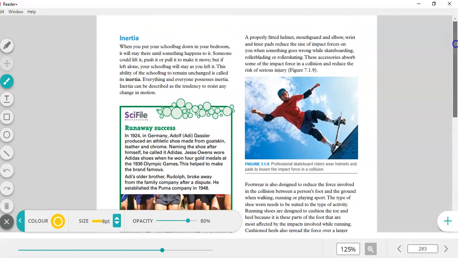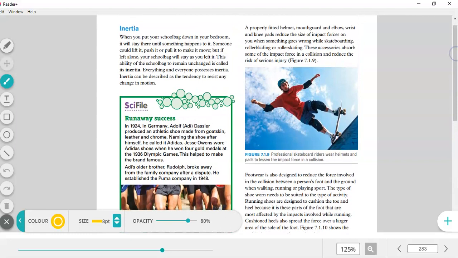Moving across the page, inertia. Inertia is the disinclination of a body to change its motion. So if a body is stationary or if a body is moving forward, the inclination to stay in that is called inertia.